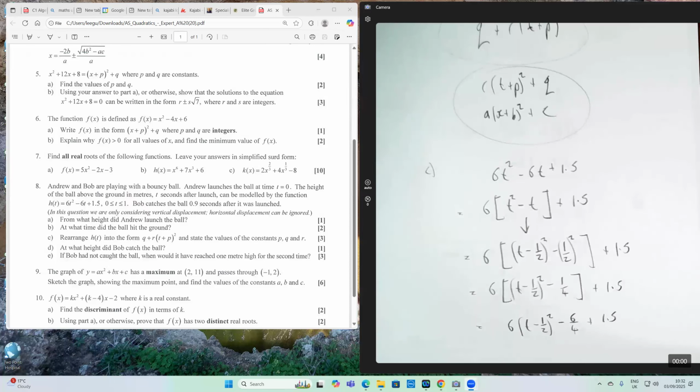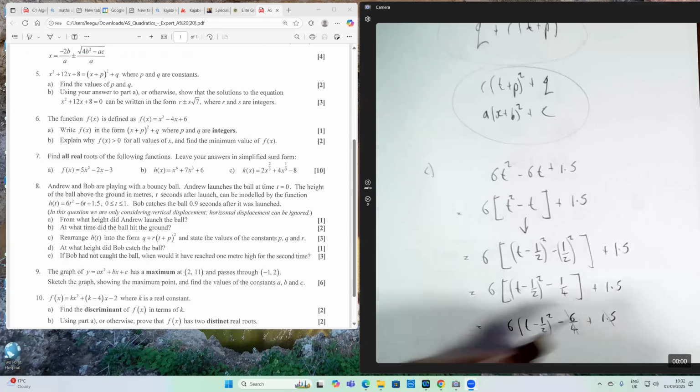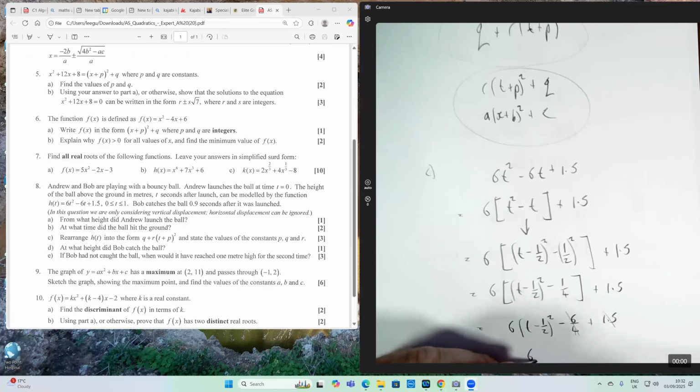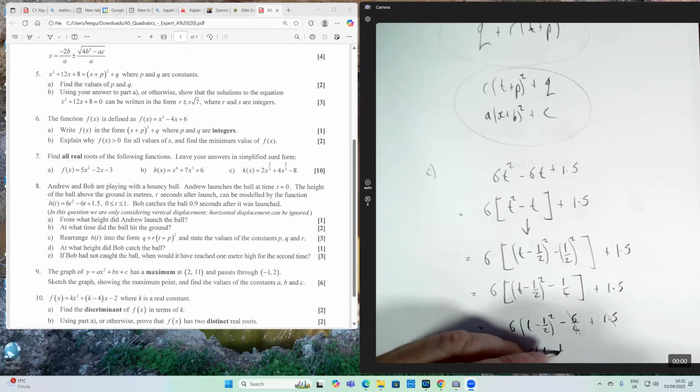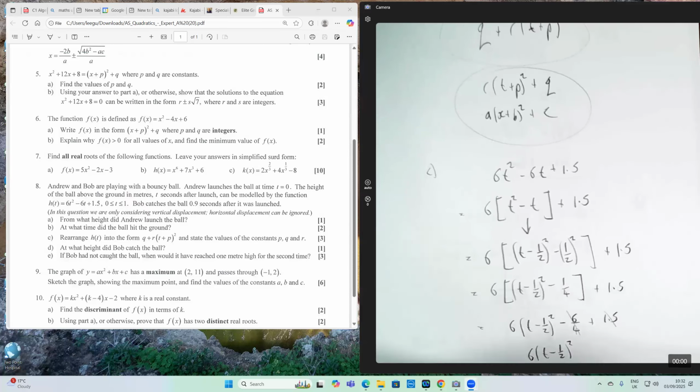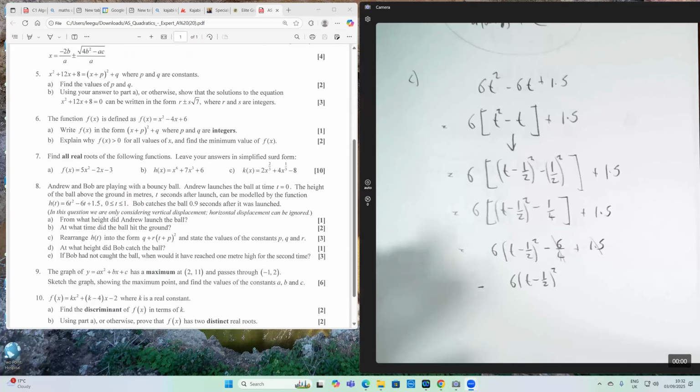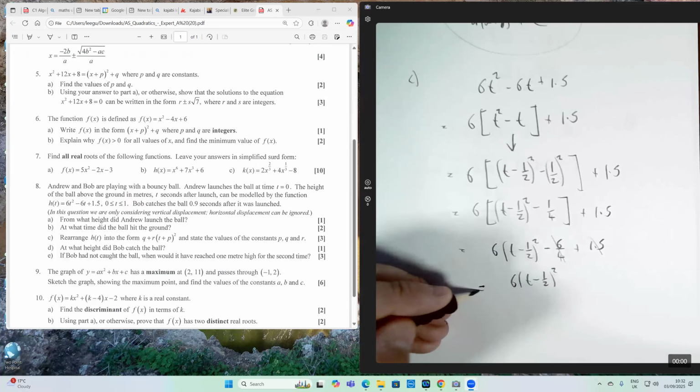Well, 6/4 is 3/2, and 3/2 is the same as 1.5. So when I combine these two, they cancel. So I'm just left with 6, open bracket, t minus a half, all squared. Now, at first, that might not seem to be in the required form, but it is, because we just got to think about the fact that in this case, the q is essentially 0.